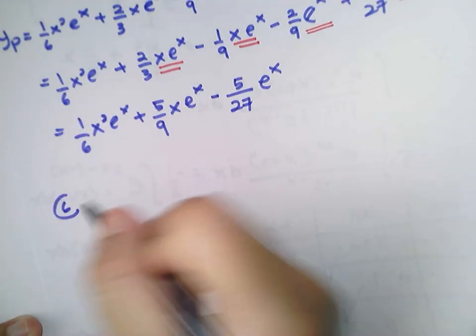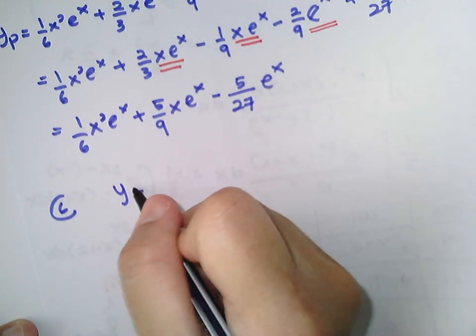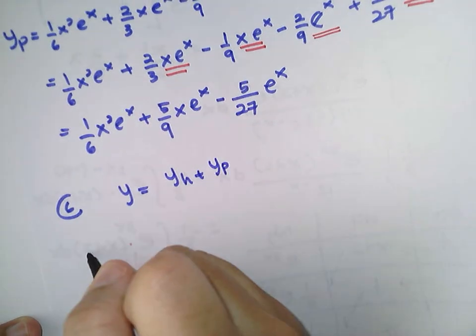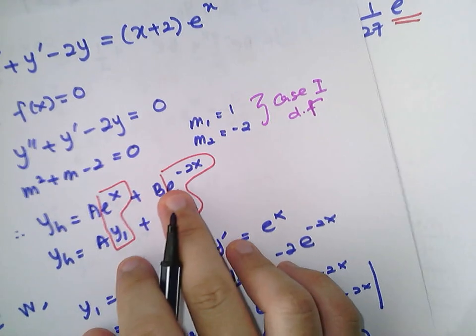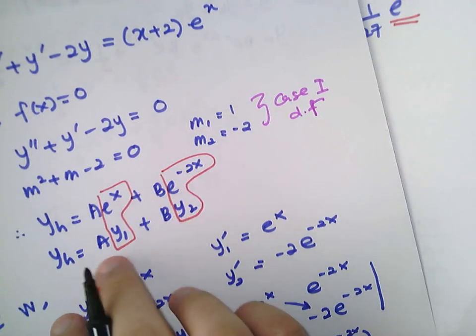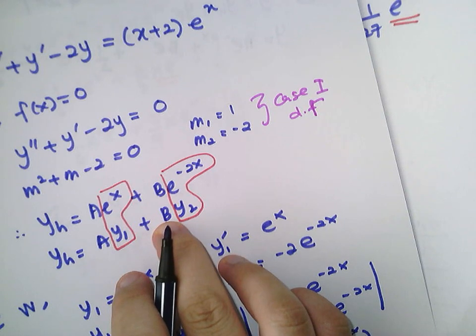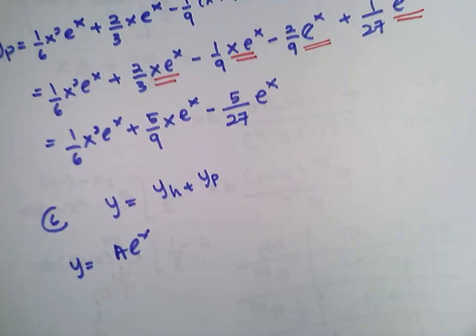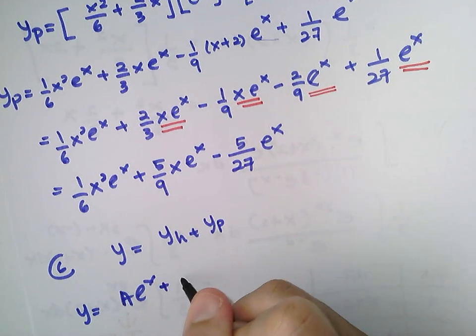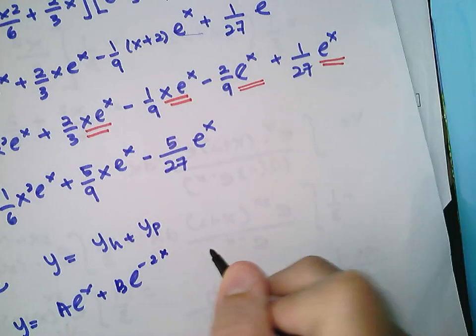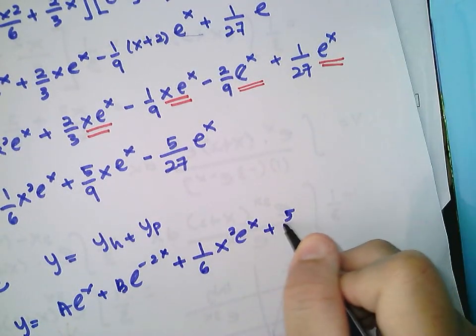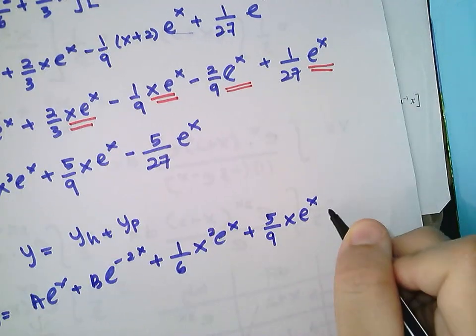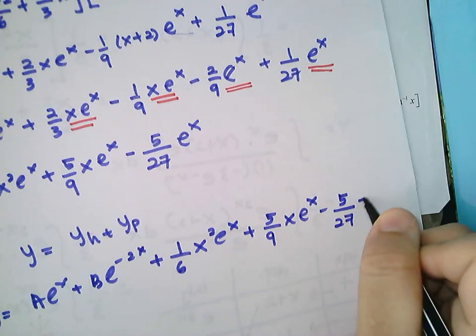So you can write your general solution. Now y is equal to yh plus yp. What is your yh? Aex plus be negative 2x. You take this as your yh, not the other form; you rewrote it that way just to get your y1 and y2. So you will have Aex plus be negative 2x, and your yp is 1 over 6 x squared ex plus 5 over 9 x ex minus 5 over 27 ex.